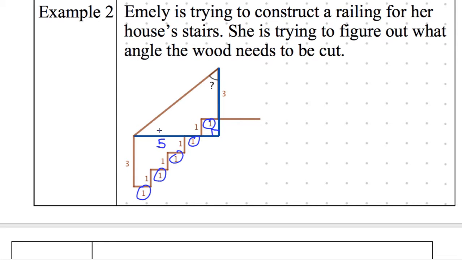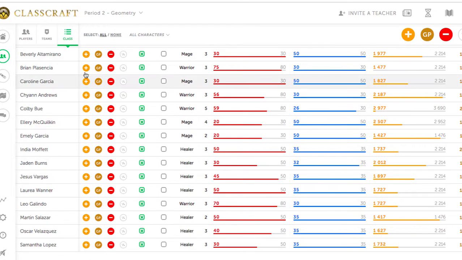Tell me my adjacent length. Beverly: 4. How'd you get 4? 3 plus 1. So this length right here, I can do those in boxes so they stand out a little bit better. 3 plus 1 gives me 4 for this length. Perfect. Thank you, Beverly. You can turn in your card.